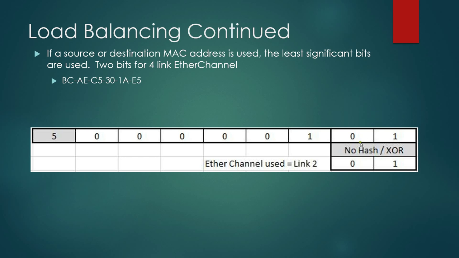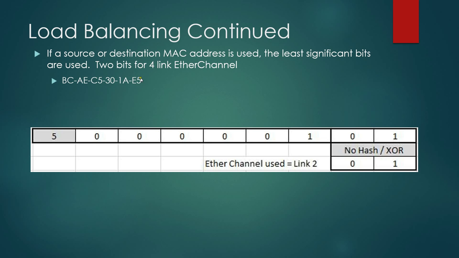And we're not going to do any type of hash. We're just going to use these two last bits to choose which channel within our 4-link EtherChannel to use. And in this case, this particular MAC address would result in the use of link 2, because that would be the least 2 significant bits of 5, 0 and 1. So if this was a destination MAC address, all the PCs that were trying to communicate to this particular NIC card would always use link 2.